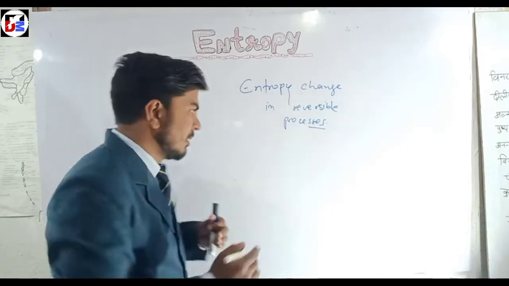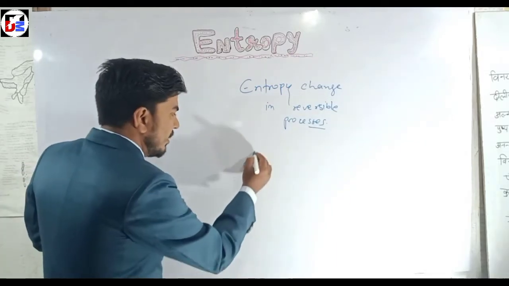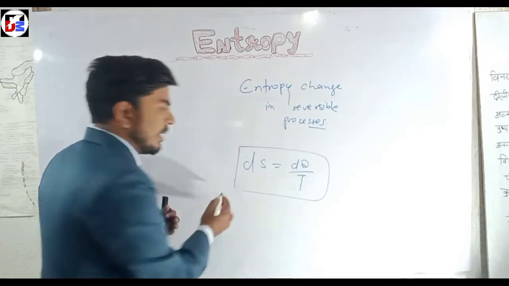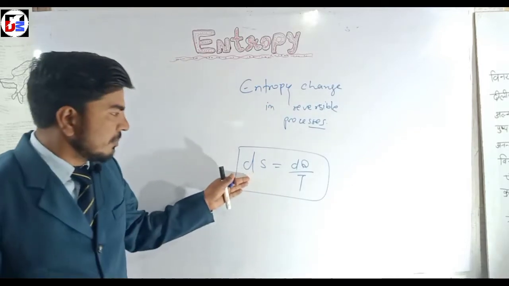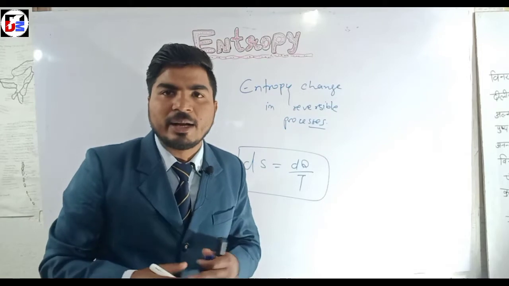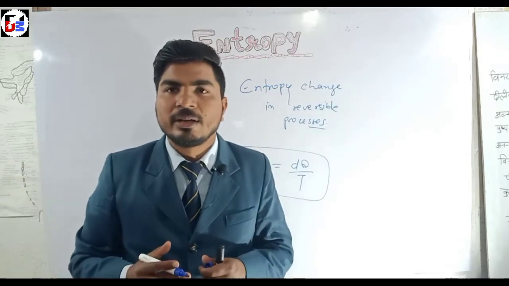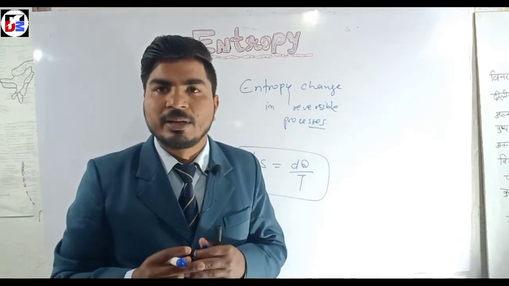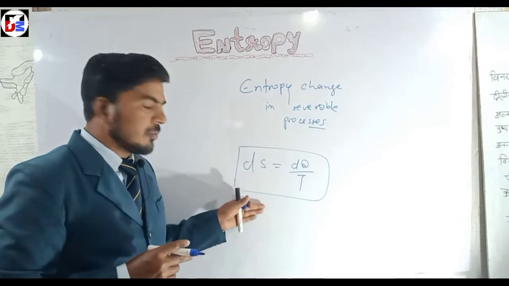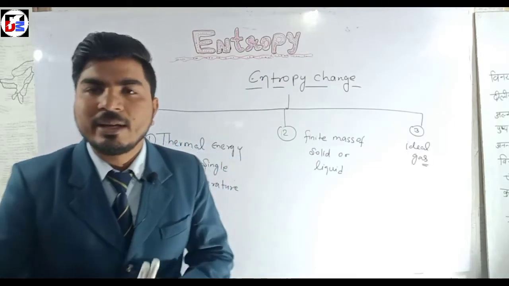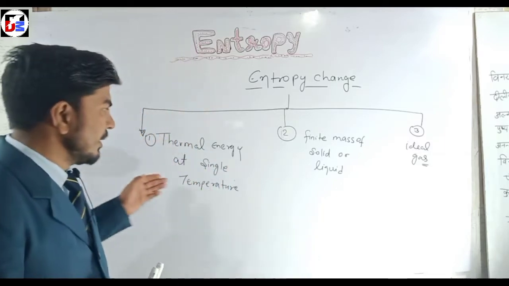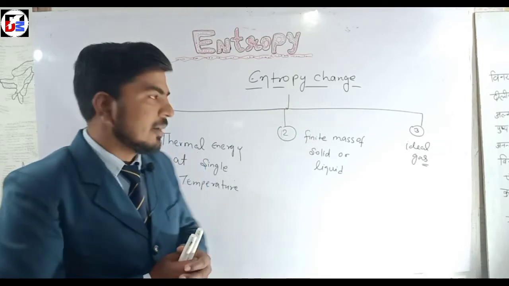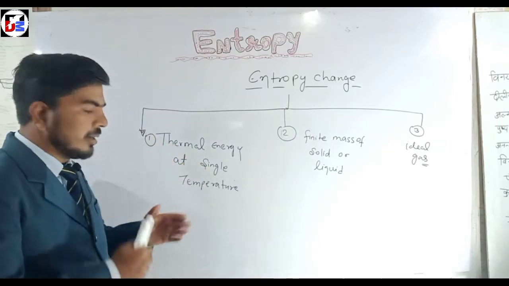We already know that in a reversible process ds is equal to dq by T. In the previous lecture we already proved that. And how is it applied in numerical problems to solve entropy questions? There are three conditions used to calculate the entropy change in reversible processes. The first one is thermal energy at a single temperature.